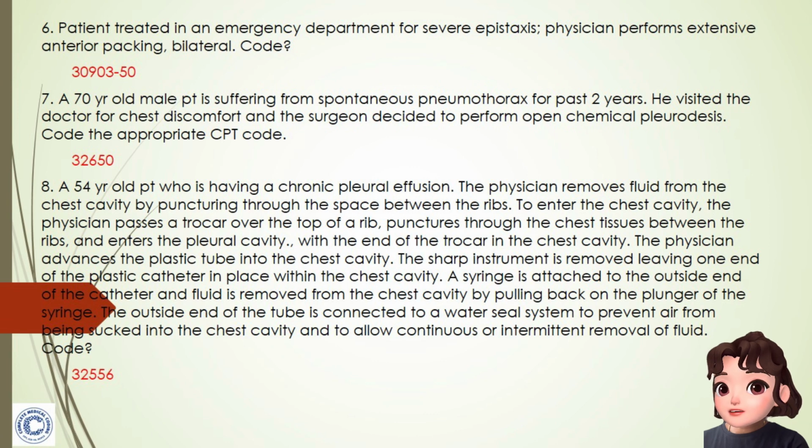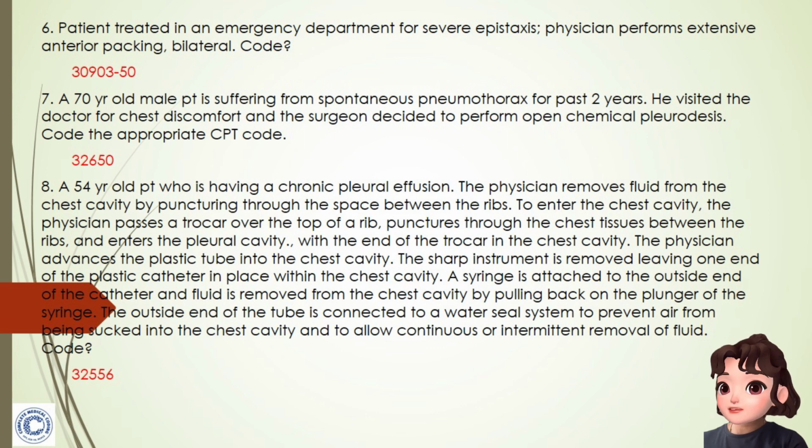A syringe is attached to the outside end of the catheter, and fluid is removed from the chest cavity by pulling back on the plunger of the syringe. The outside end of the tube is connected to a water seal system to prevent air from being sucked into the chest cavity and to allow continuous or intermittent removal of fluid. What will be the code? The remaining is all just mentioning how the procedure has been done. The main thing is pleural effusion that we need to code. And then in between, it's mentioned the physician has inserted one plastic catheter, so you need to code that.